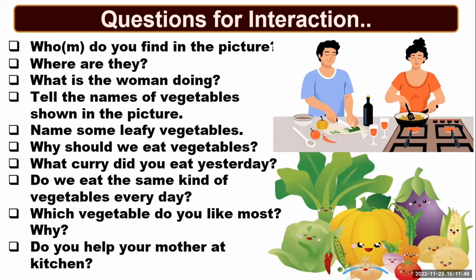Okay. So the first one is something like that. Whom do you find in the picture? Or you can say, where are they? What is the woman doing? Or what is the man doing? Or how is he helping? What is he doing? Or you can ask, tell the names of the vegetables. Or name some leafy vegetables. Or why should we eat vegetables? And which vegetable do you like? Or which vegetable do you hate? Right? So this is how you have to prepare n number of questions and ask as many questions as possible so that you can interact with each and every student in the class.